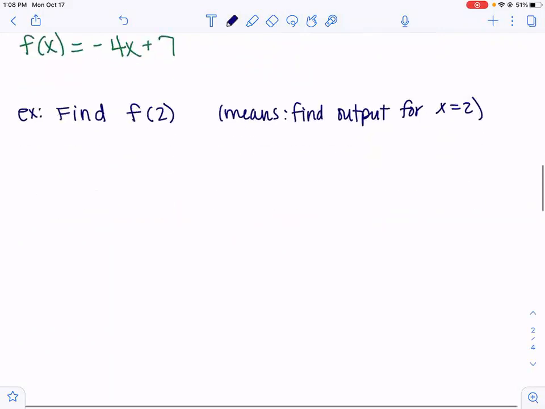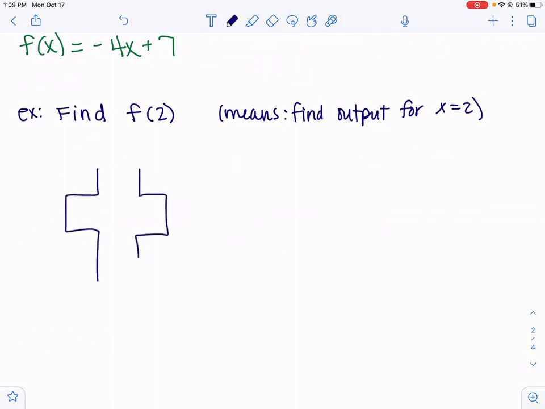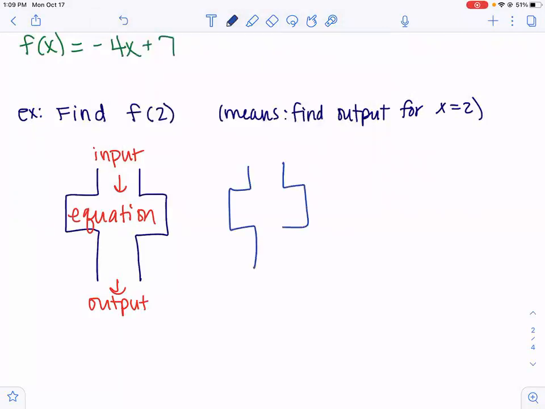Okay, now I'm going to build a function machine. Are you ready? Okay. So this is what happens when we have a function. We have an input, we put it into the machine, and it gives us an output. Now the machine is just the equation, guys. It's exactly what we did in our warm-up. So for this example, we are going to put in x equals 2 to the equation negative 4x plus 7, and we're going to get an output.